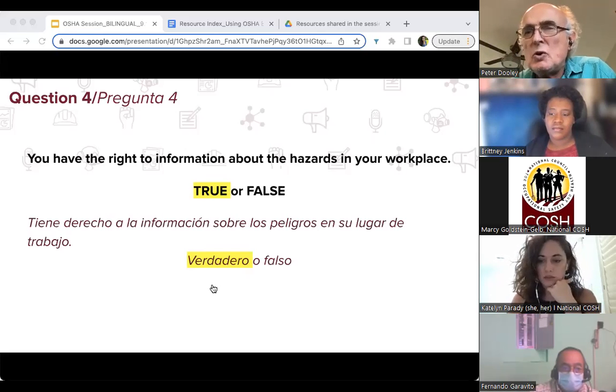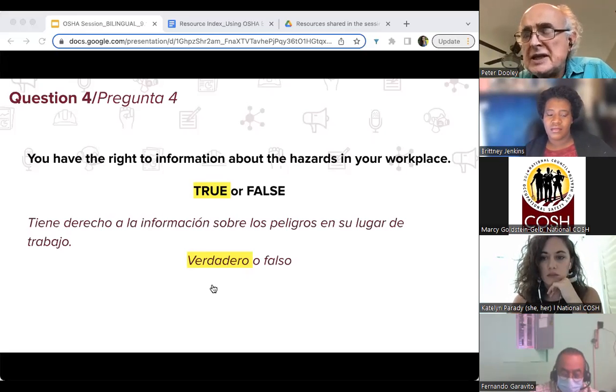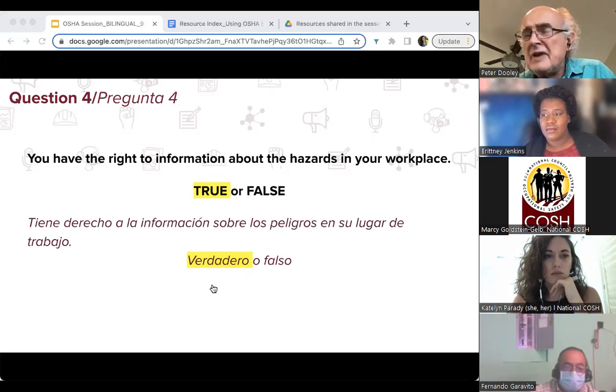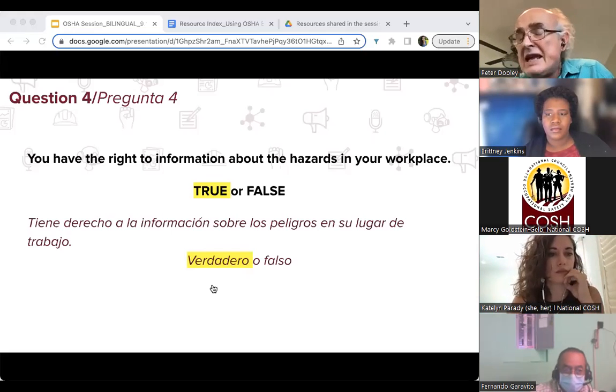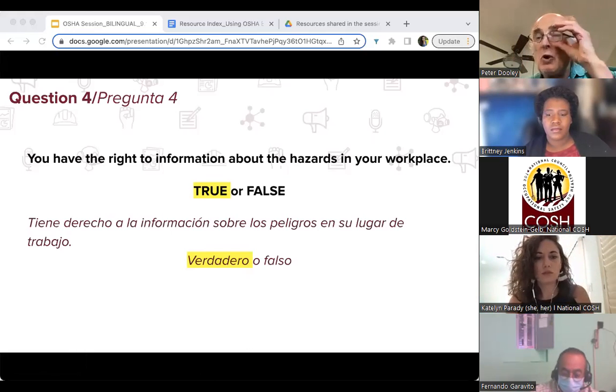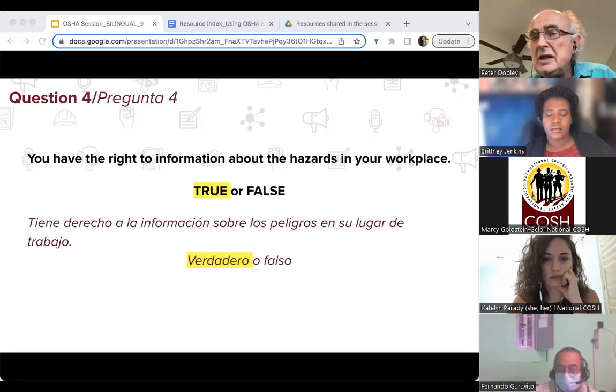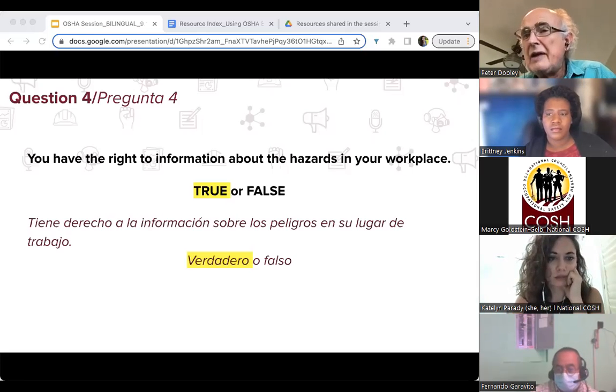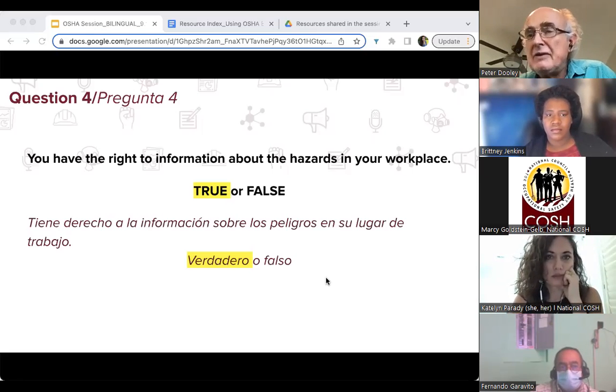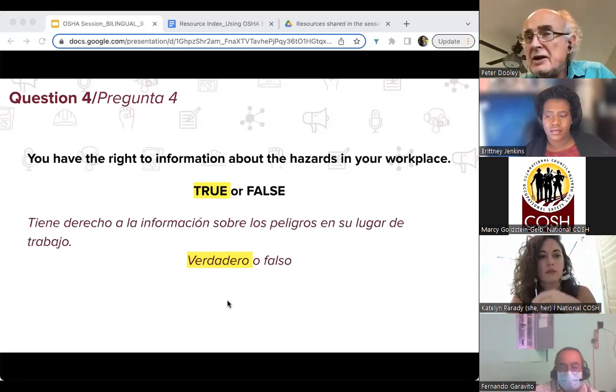Workers have the rights to all information related to the chemicals that they work with, any kind of air samples that are taken in the workplace, any kind of medical testing that's taken related to health and safety, injury records, which are often claimed by the employer to be private information or whatever, but it is actually available. The injury records are available to workers and their representatives.